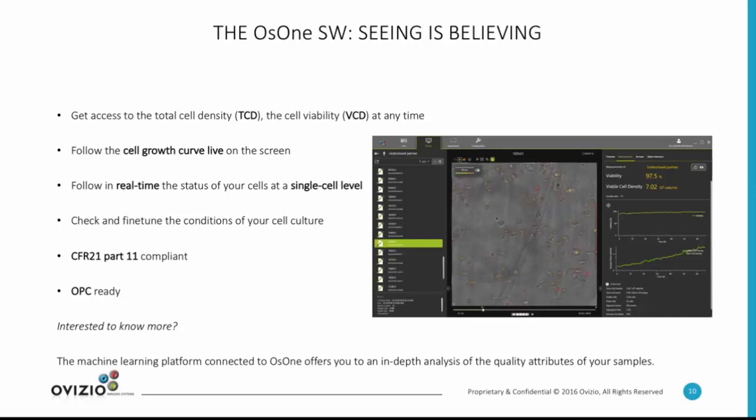And the software is, as of now, as well, CFR 21 Part 11 compliant. So basically, that means that the machine learning platform connected with the OsOne software offers you an in-depth analysis of all the quality attributes of your samples.